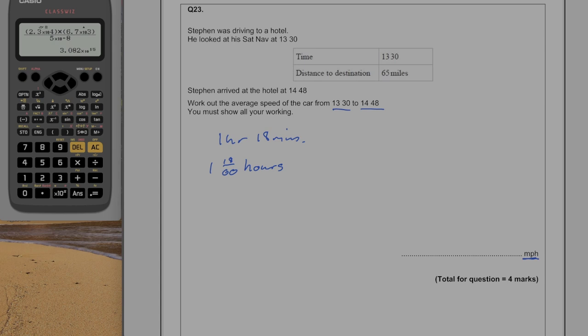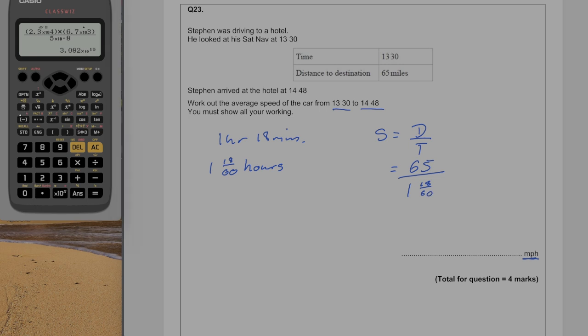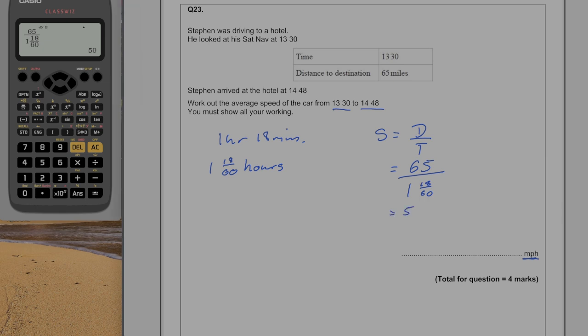The only thing left then is speed is equal to distance divided by time. So the distance here is 65, and the time is 1 and 18/60ths. My calculator will do all the work for this. So 65 over, and I want to type in a mixed fraction, that's shift and then the fraction key, 1, and I don't even need to have tidied this up. My calculator will handle it. So that gives me 50. So my speed is 50 miles per hour.